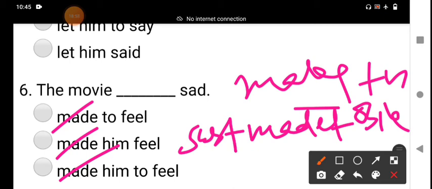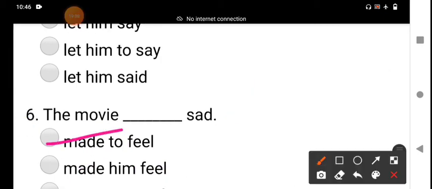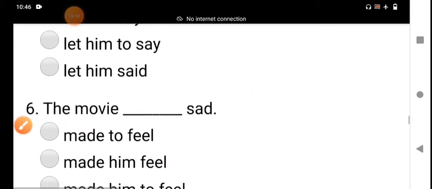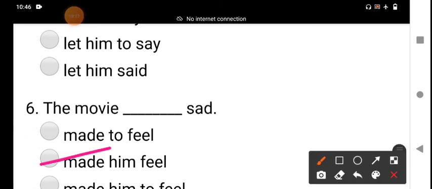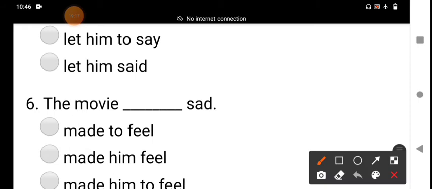He made him feel. To infinitive is not the correct answer. There is no object in this option. The second one is the right answer.